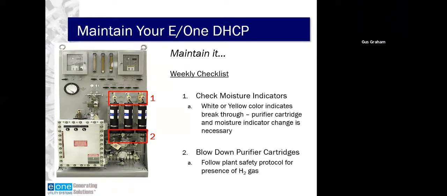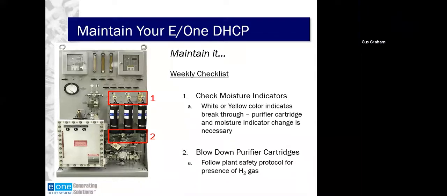In the event that the indicator is yellow or white, you need to change the purifier cartridge and the moisture indicator. You shouldn't be changing them on a weekly basis, but if you don't change them on your weekly check, you should perform a blowdown.